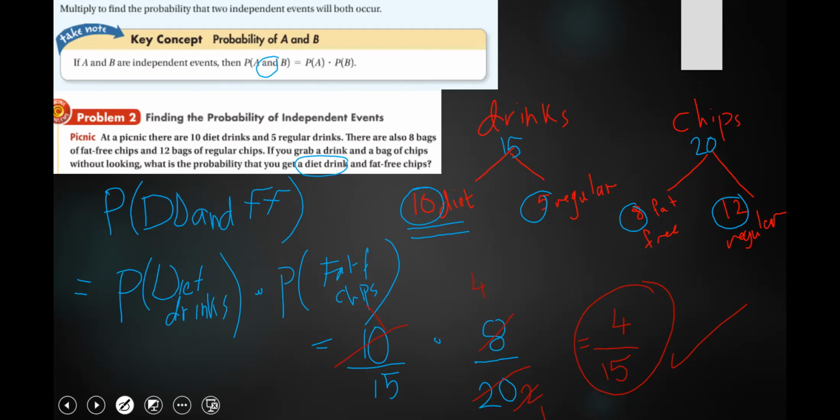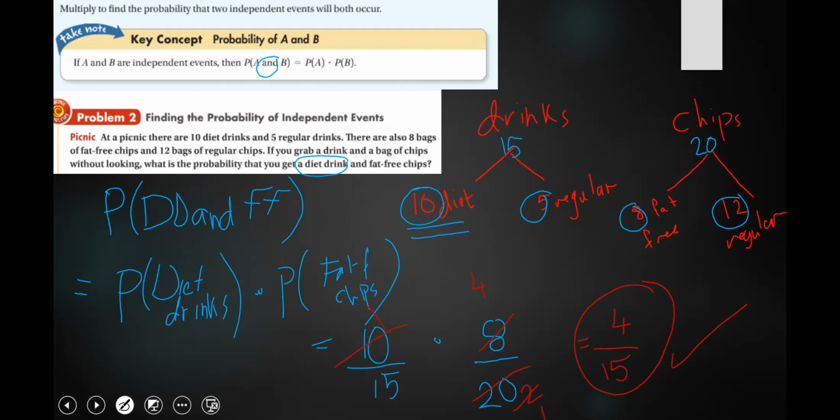If I have 2 boxes and I take 1 of them, if I take chips, can it affect the number of the drinks? No, because I take chips, I didn't take a drink. When you take chips, the number of the drinks will still be the same. But if I take chips, then I take another chips, they are dependent, because the number of bags that I take from the second one depends on the first one.